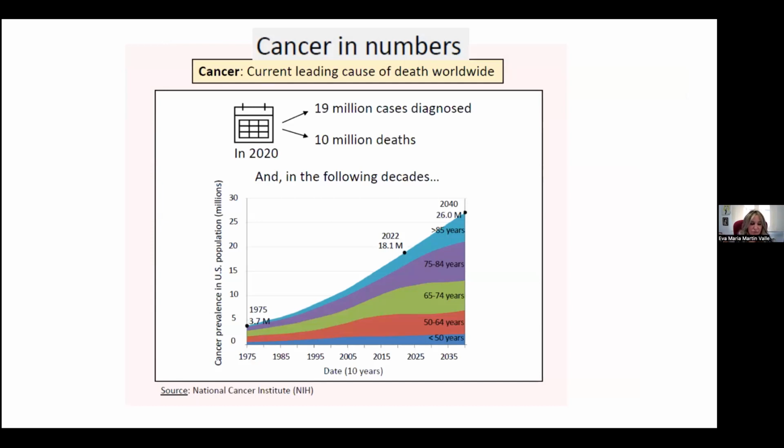The last data published in 2020 point out that 19 million cases are already diagnosed and still 10 million deaths. We can see in the plot that it's amazing how, in the last 14, 15 years, the prevalence in society has been increasing. This is thanks to new developments, the contribution of research, and also the holistic approach to cancer treatment.